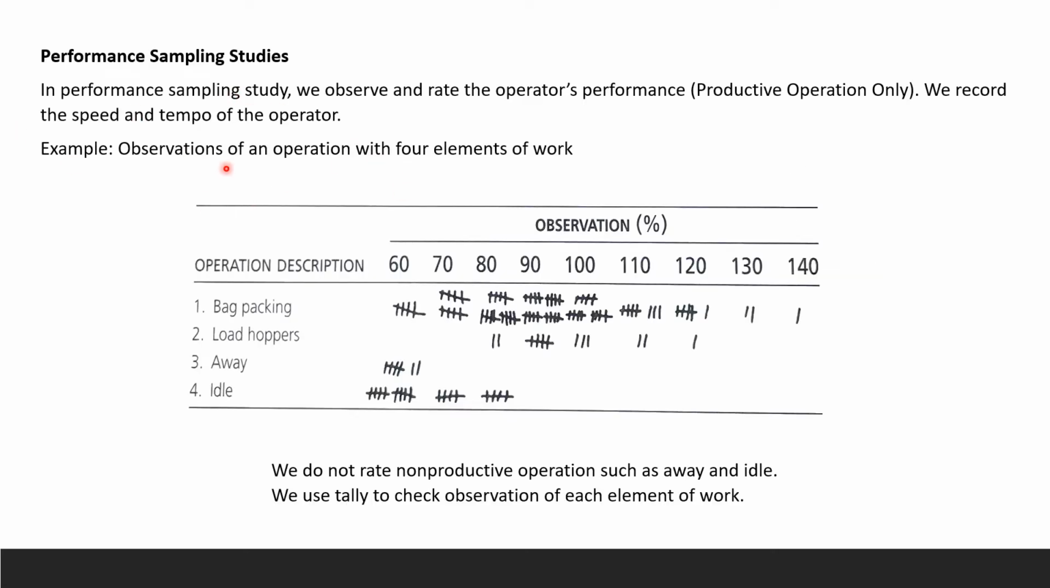All right, the next study is your performance sampling. In this study, what we do is observe, and then we rate the operator's performance. The operator performance is productive operation only. If the operator is idle or just resting, or within his allowance time, that won't be productive, that would be non-productive. So here we're just going to rate the operator performance, and that's your productive operation only. And we record the speed and tempo of that operator.